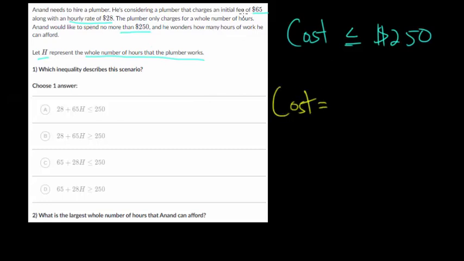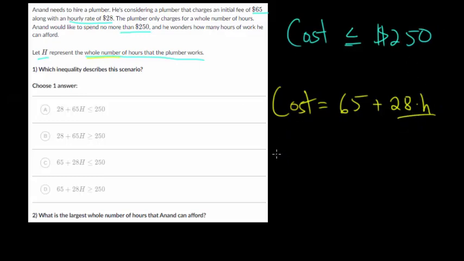And so we know we have a fixed fee of $65, but then we have an hourly rate. So each hour he gets paid $28. And H represents the number of hours that he's going to work. And again, he only works a whole number of hours, so he's not going to work fractions of an hour. So we'll do 28 times H to figure out how much he actually makes per hour. Since if you put in H is 2 for 2 hours, you would just multiply 2 times 28. So it does make sense that you multiply these together.